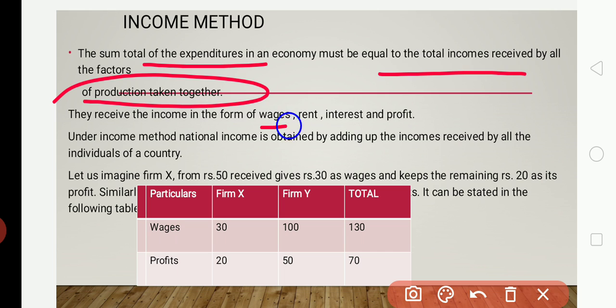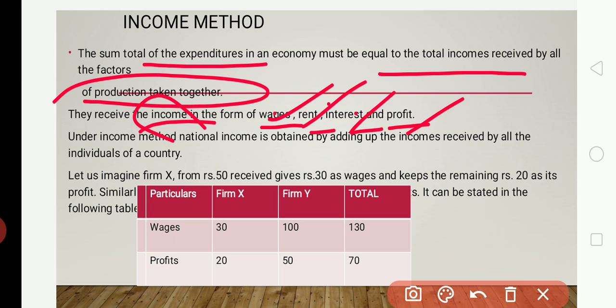As I told you, wages, rent, interest and profit. These are the income of every individual. Whoever gives out their labor, they will be getting the wages. Whoever rents their lands, they will be getting the rent. Whoever gives the loan, they will be getting the interest. And whoever takes the risk of organizational initiation of any business, they will be getting the profit. These are the incomes of every individual.